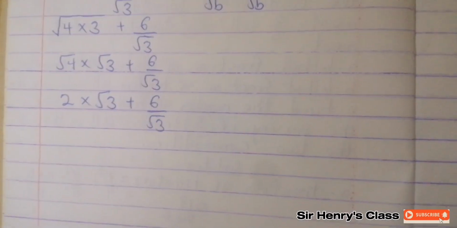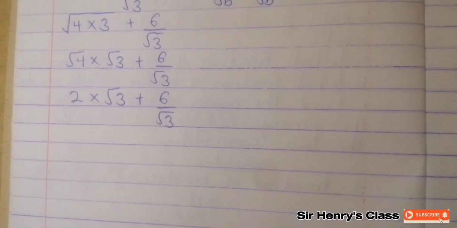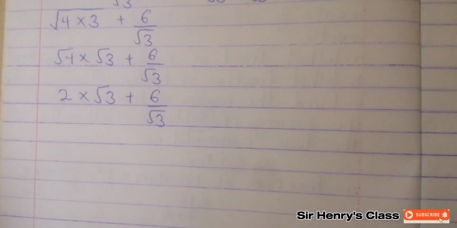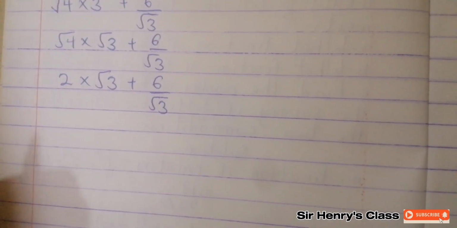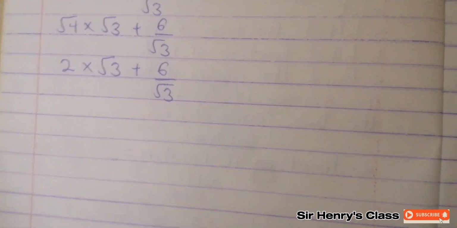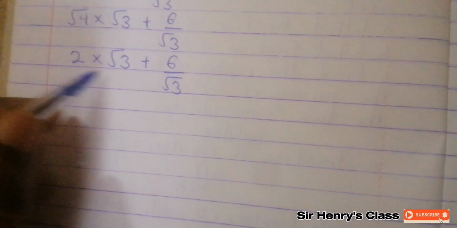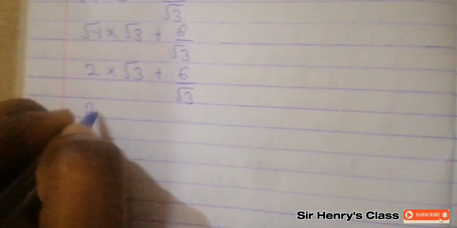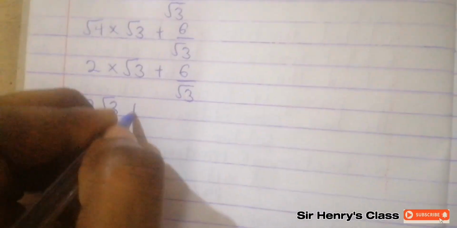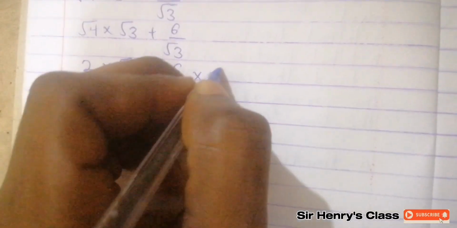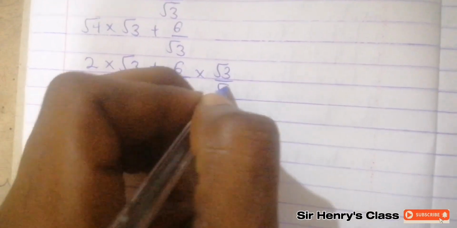So root b all over root b, and it's going to make the number a rational number, a number that is straight to work with. Perfect number is a different thing. So a rational number, let me say a rational number. All right, so this can be simplified as 2 root 3 plus, so here let us apply that root 3 all over root 3.